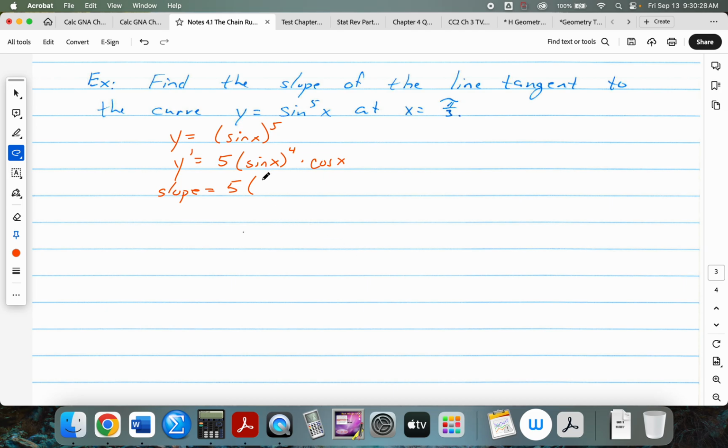Very nice. Square root of 3 over 2 to the fourth, which means that cosine must be 1/2. So it's going to be 5 times square root of 3 times the square root of 3 is 3. And we're going to do that twice. So that's going to be 9 over 16 times 1 over 2. So that's the truly spectacularly ugly 45 over 32.